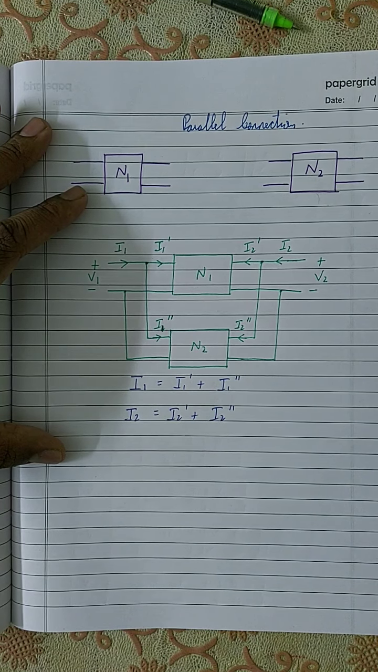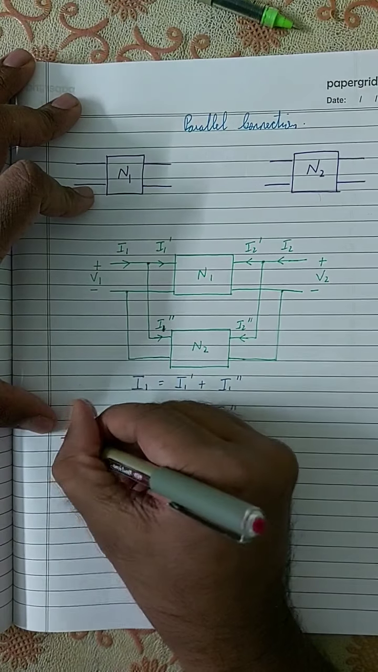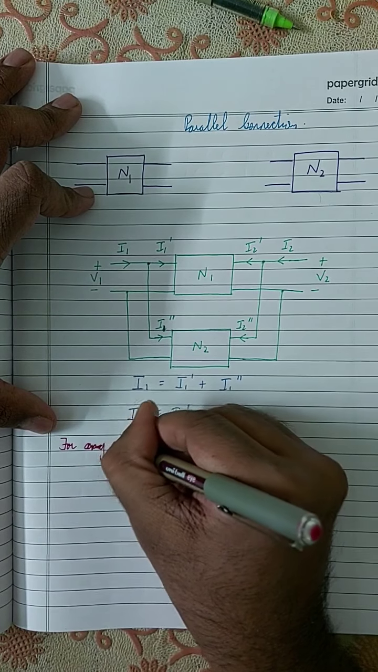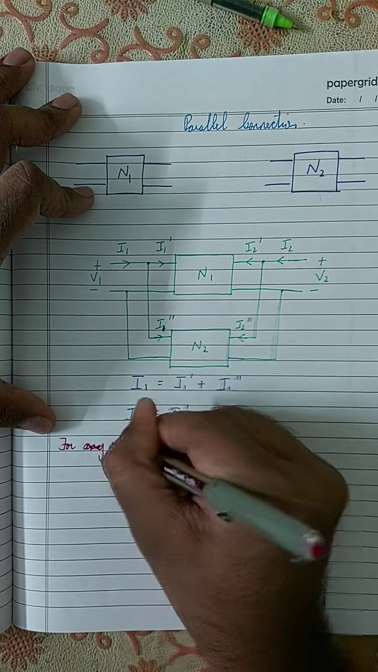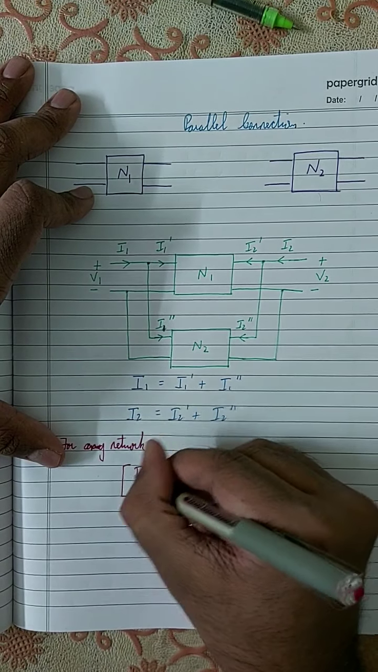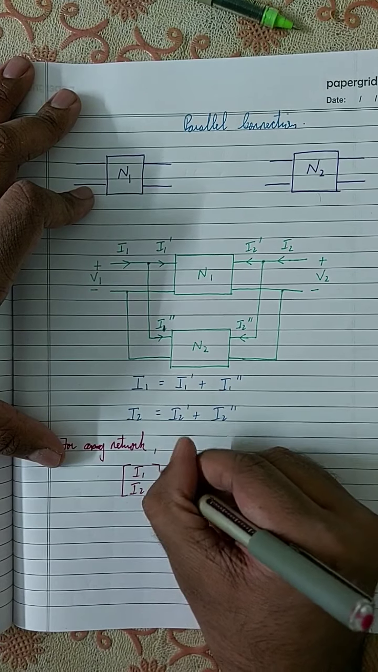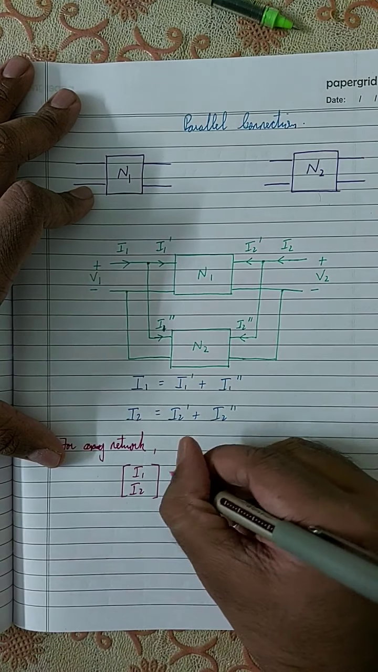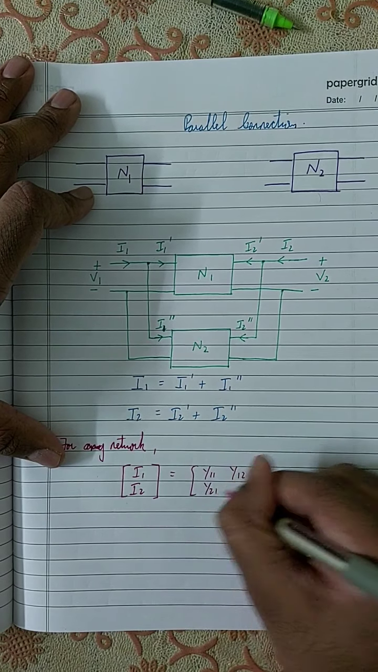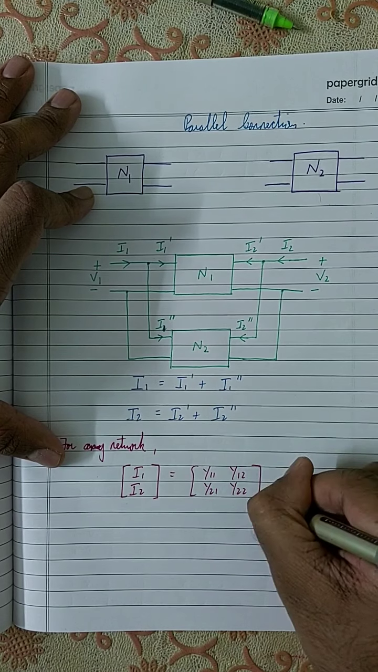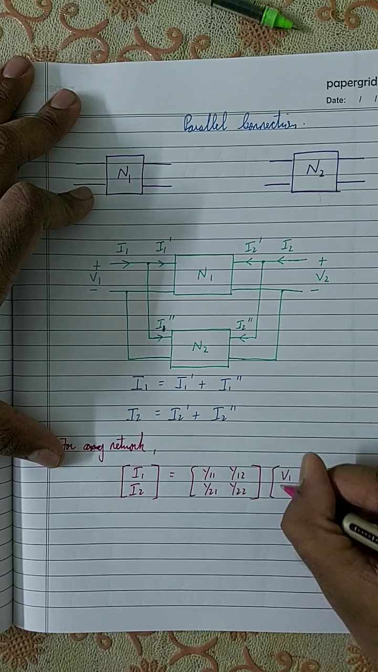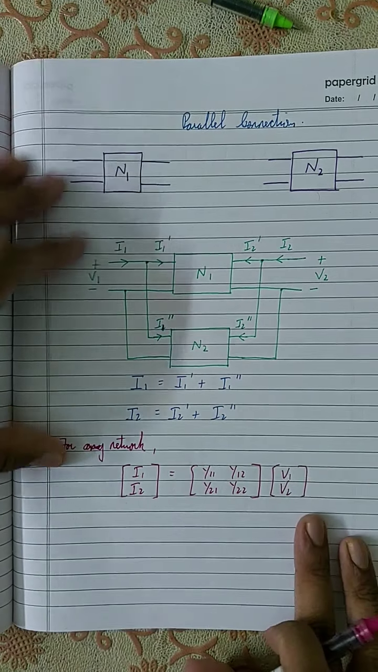We know that the Y parameter equation for any network is given by I1, I2 is equal to the matrix Y11, Y12, Y21 and Y22, into V1, V2. This is the Y parameter equation.